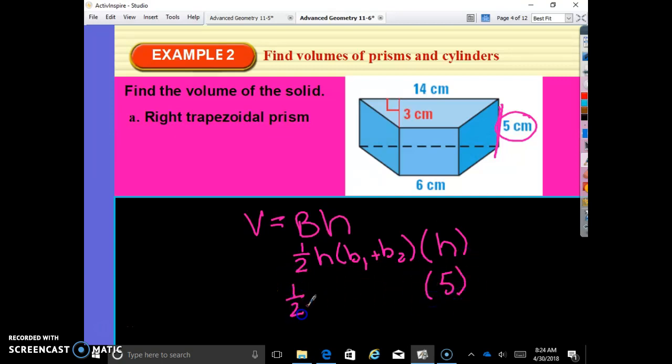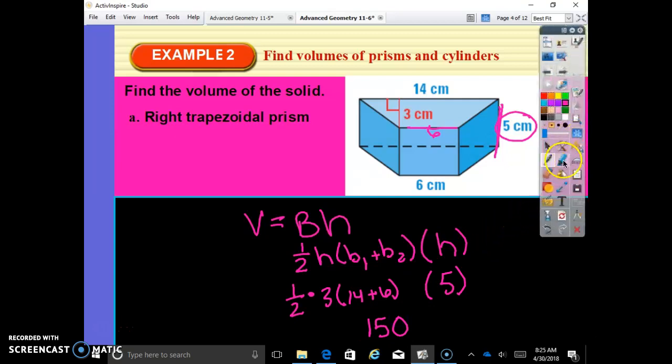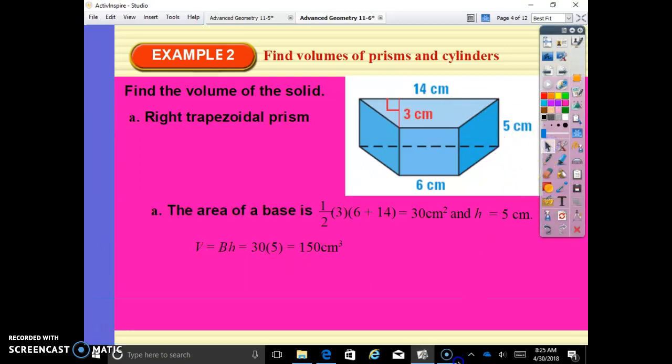Okay, so 1/2 the height, 3. Sum of the bases, 14 and 6. So 20 times 3, 60, divided by 2, 30, times 5. 3 times 5 is 15, with an O, 150. Sorry, volume is cubed, so 150 centimeters cubed.